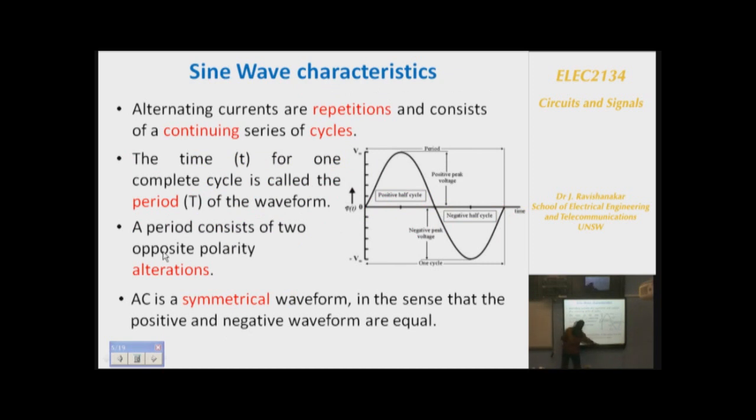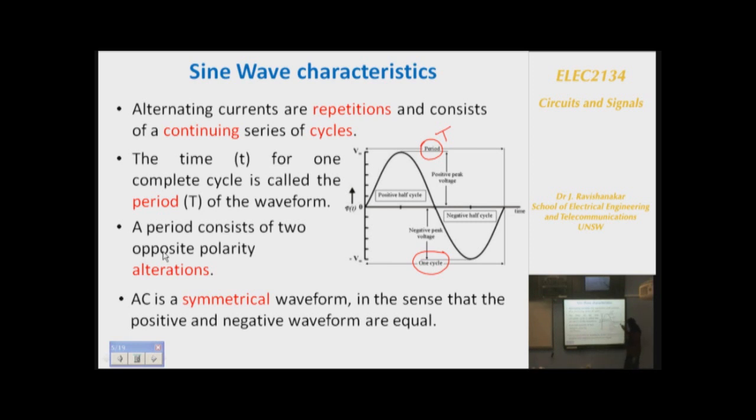Now coming here, this represents a sinusoidal waveform. I have taken one complete waveform. After this, the pattern repeats. So we have certain terms here. One complete waveform is called one cycle. One cycle is one complete pattern of the waveform. And the time taken for one complete cycle is called the period, capital T, which we saw in the previous slide. So period is the time taken for one complete waveform.